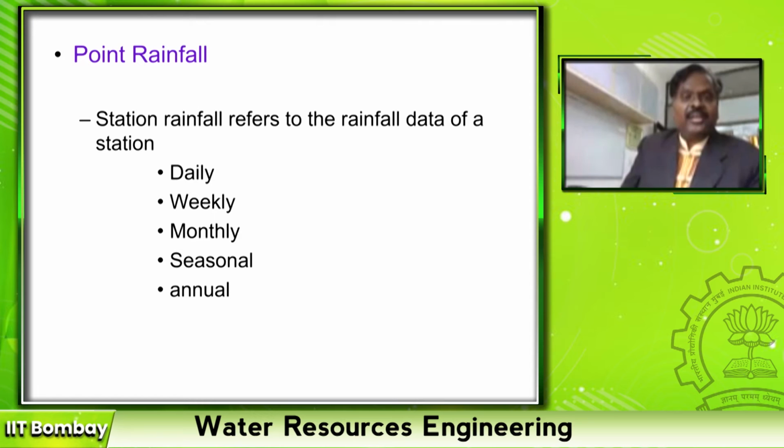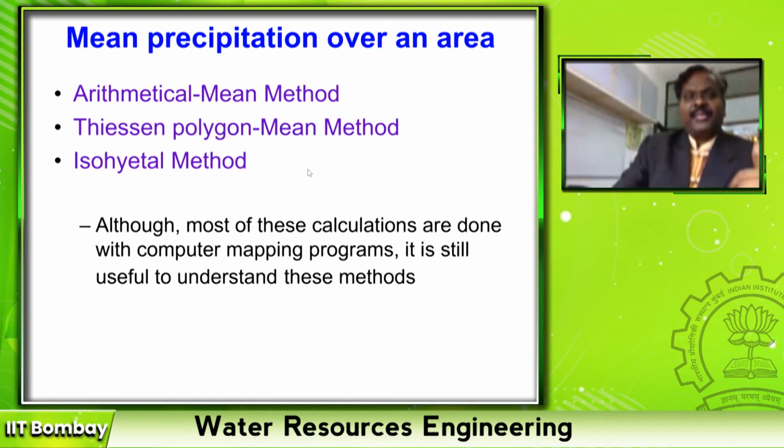If I want weekly rainfall, what do I do? I add 7 days. So I am adding, right? That is called lumping. By lumping daily, weekly, monthly, seasonal, you will get annual rainfall. So you can get the rainfall at different time steps, right?